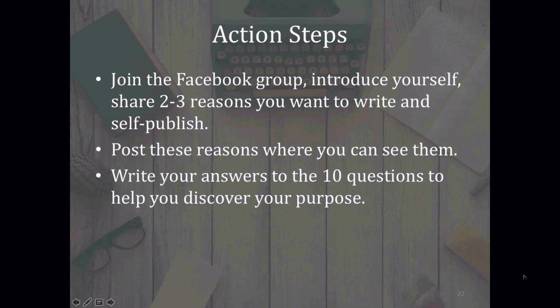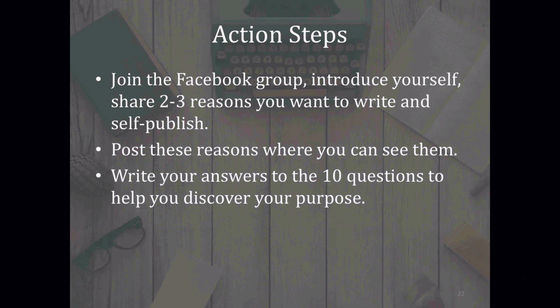Okay, here are some action steps. You might call this homework for next week. Number 1 is, if you haven't already, join the Facebook group. I mentioned the link for that at the beginning. Introduce yourself and share 2 or 3 reasons why you want to write and to self-publish. So, again, I'm going to say it again: this is going to be a lot more valuable if you jump in the Facebook group and get engaged in that.